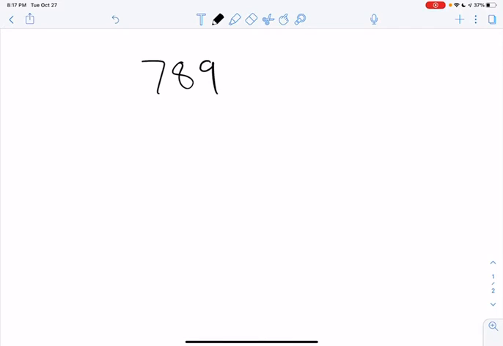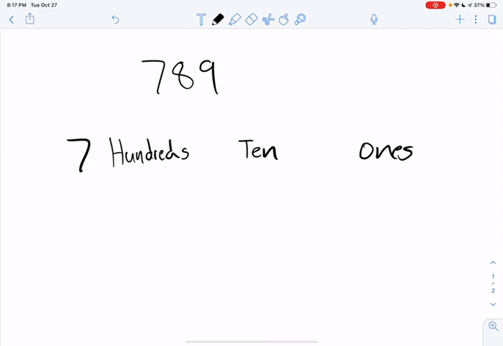So what is our first place? It's going to be our hundreds. What is our second place? It's going to be our tens. And what is our third place? It's going to be our ones. I said that a little weird, so I'm going to rephrase it. We have hundreds, and then we have tens, and then we have ones. So how many hundreds do we have? We have 7. How many tens do we have? We have 8. How many ones do we have? We have 9.